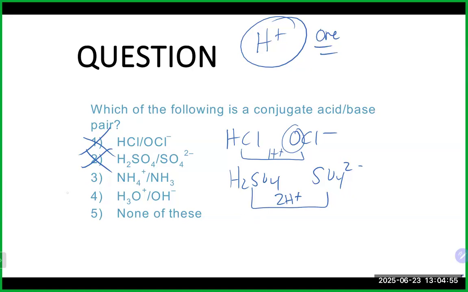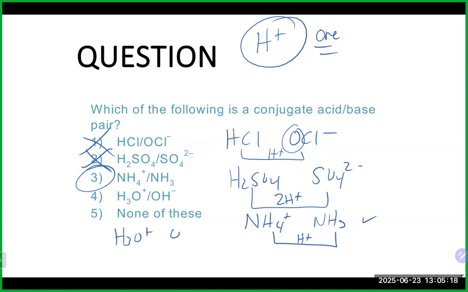H3O plus there. Oh, I skipped it. Let's do the next one. NH4 plus and NH3. The difference here is one H plus. So that is a winner there. Again, you could get that by either putting the H plus on the NH3 and you get NH4 plus, or take the H plus off of the NH4 plus and you're left with NH3.